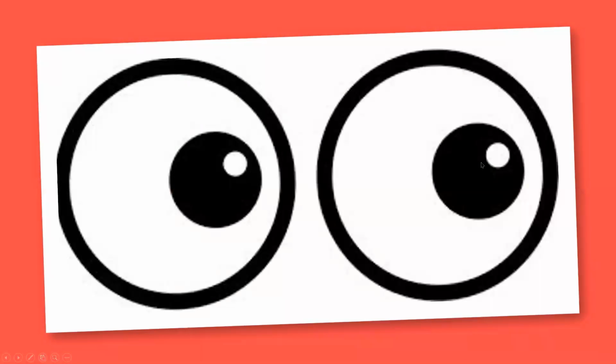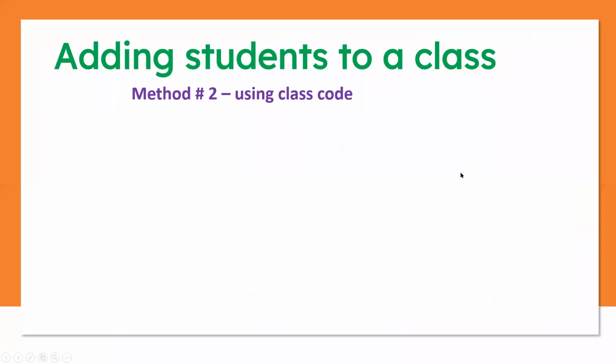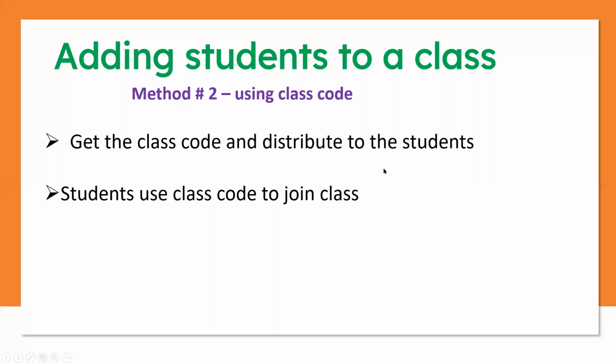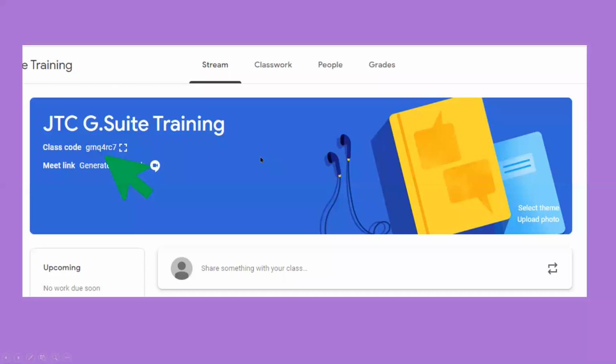The second method is really the method that I use, especially if you have a lot of students, which is a little bit more efficient to use. So let me show you that as well. And then I am now going to allow you to join my classroom, okay? So method 2 is using a class code. So you're going to get the class code and you're going to distribute it to the students. And then students are going to use that class code to join the class, okay? So I'm going to do that for you.